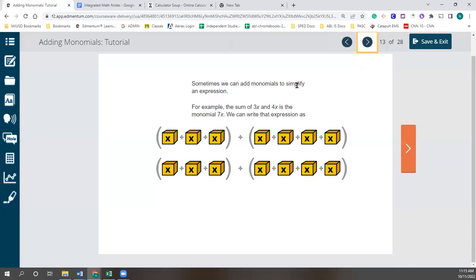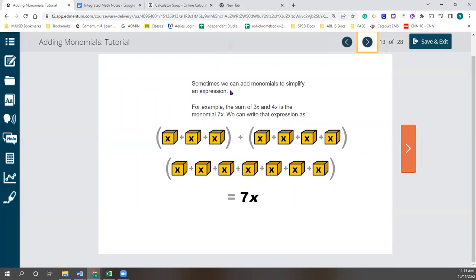Sometimes we can add monomials to simplify an expression. For example, the sum of 3x and 4x is the monomial 7x. We can write that expression as 7x. So what does it mean by simplify an expression?